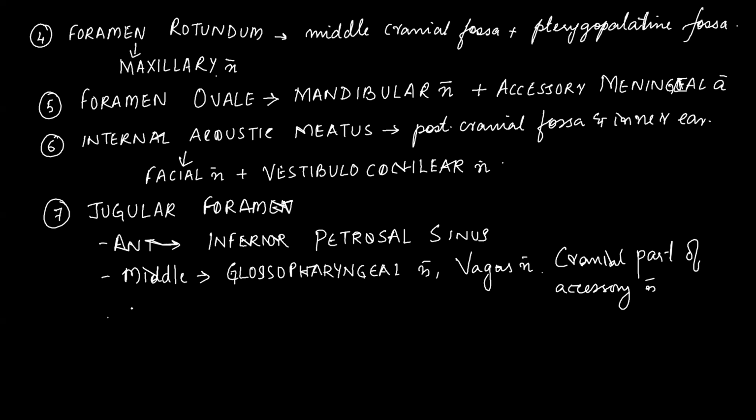And lastly, one more part is there, that is the posterior one. Talking of posterior, it usually contains the sigmoid sinus, and what does it transmit? It transmits meningeal branches. Remember, meningeal branches of occipital and ascending pharyngeal arteries.